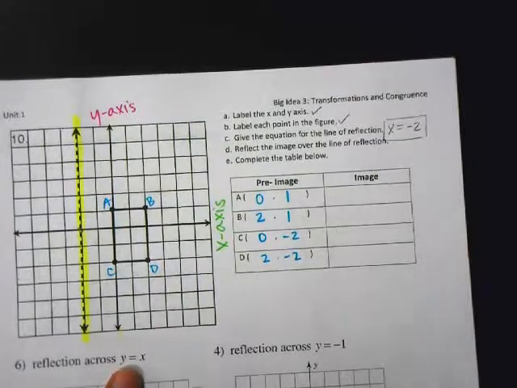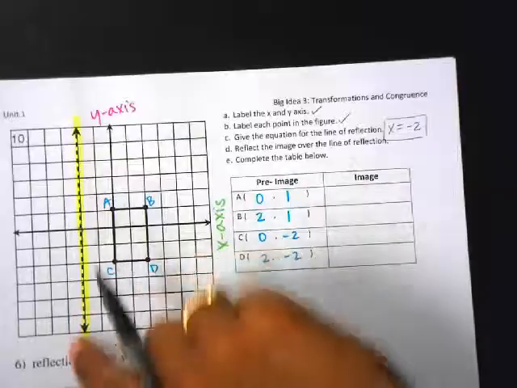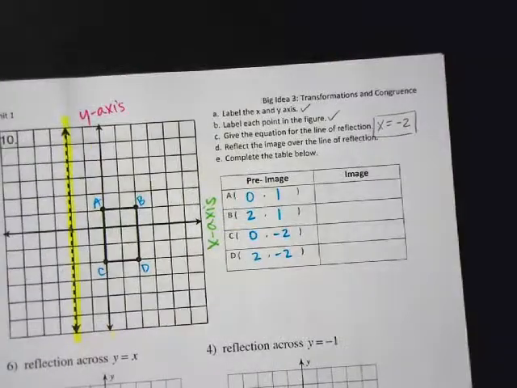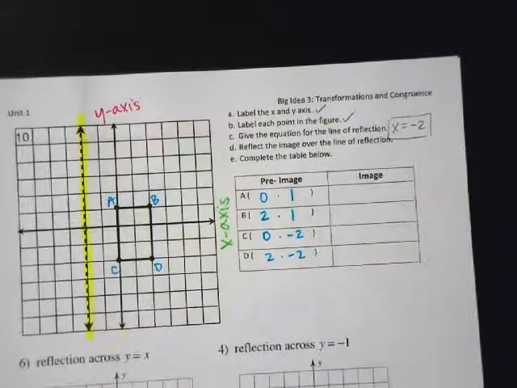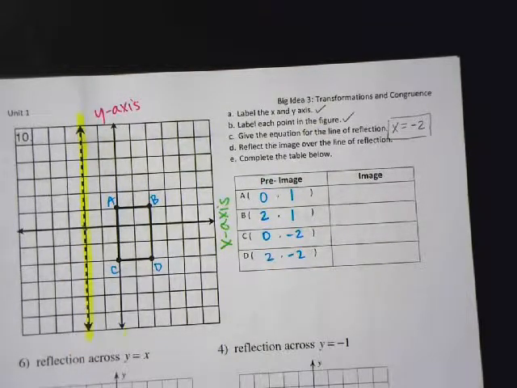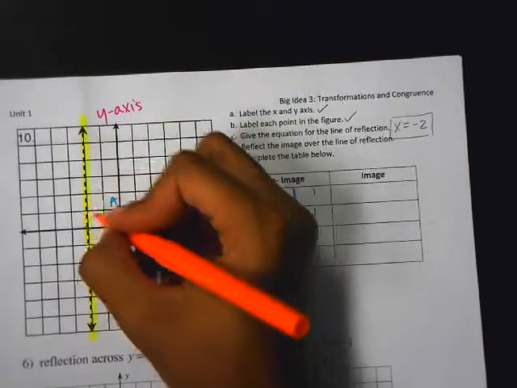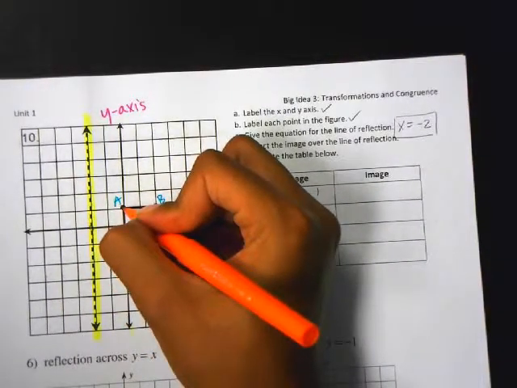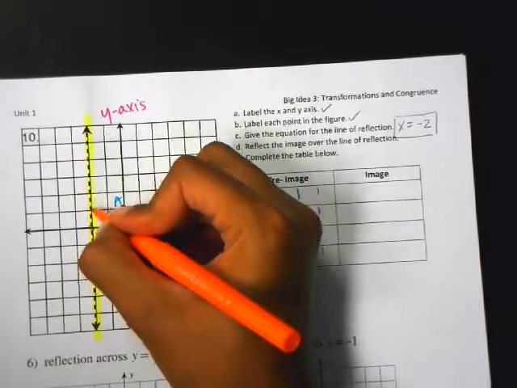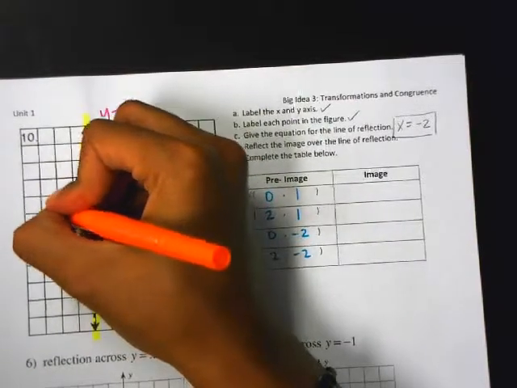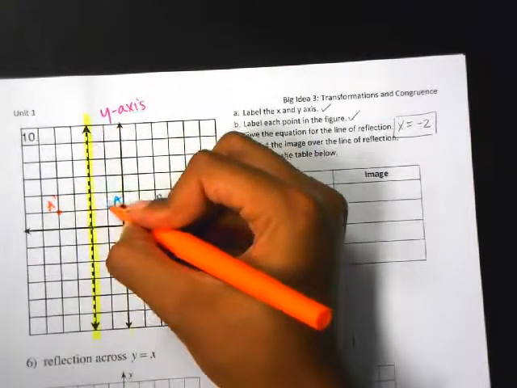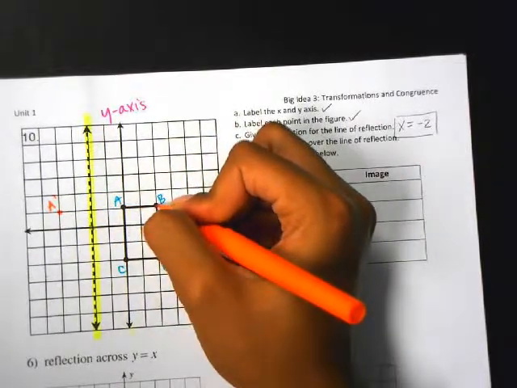Now, once I get my line of reflection, the equation for it, I need to reflect the image over that line. I see that from the line of reflection, A is 2 points to the right, so that means A prime is going to be 2 points to the left. I notice that B is 1, 2, 3, 4 spots to the right, so that means that B prime is going to be 4 to the left, so 1, 2, 3, 4.